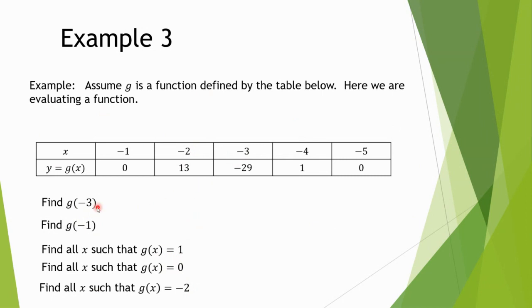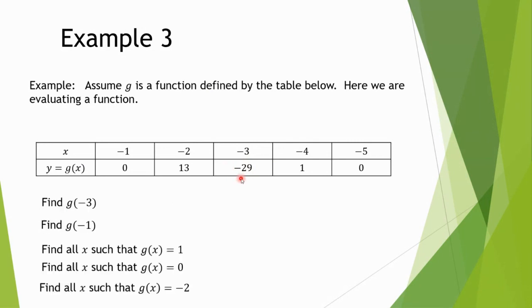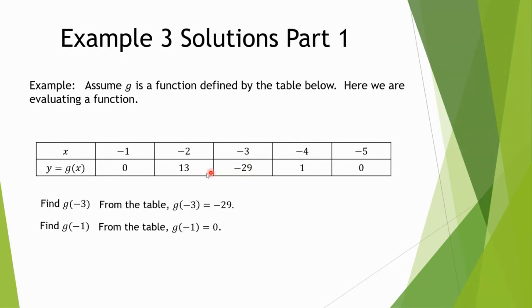Okay, well, from the table, what's g of -3? Well, when x is -3, here we go. The corresponding y value is -29. So we get -29, as you can see. What about g of -1? Well, when x is -1, what's the y value? 0. So g of -1 is 0.